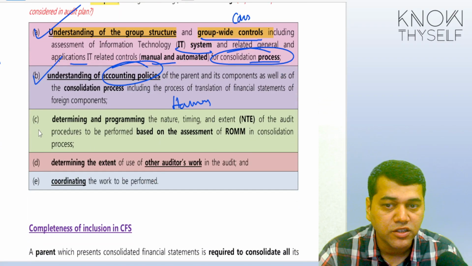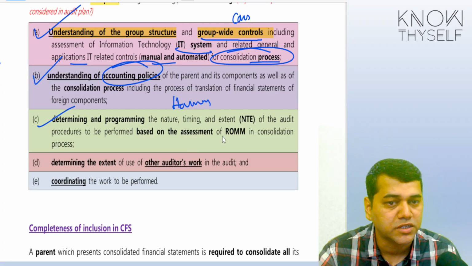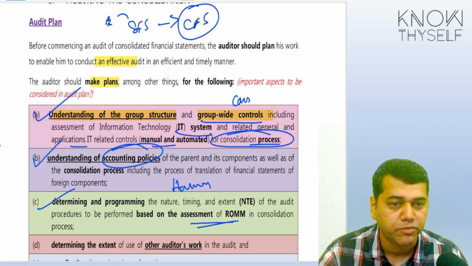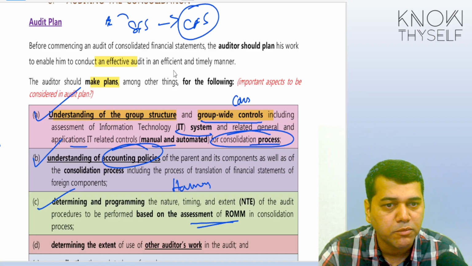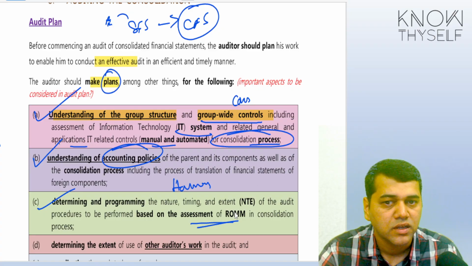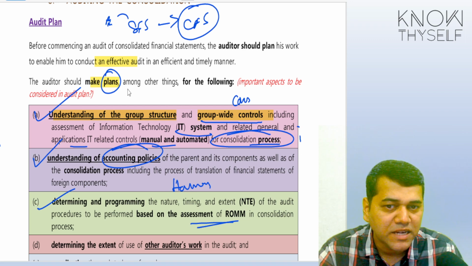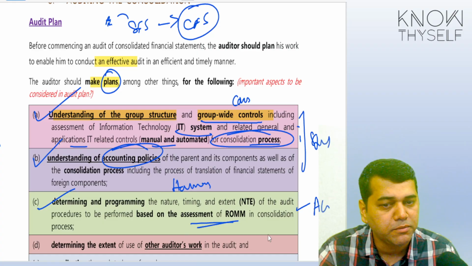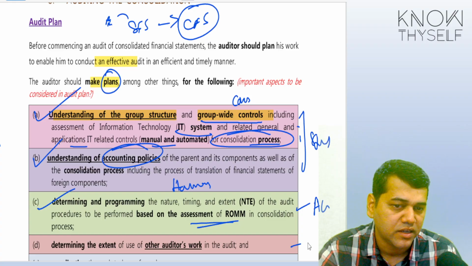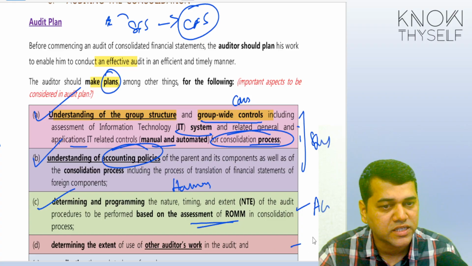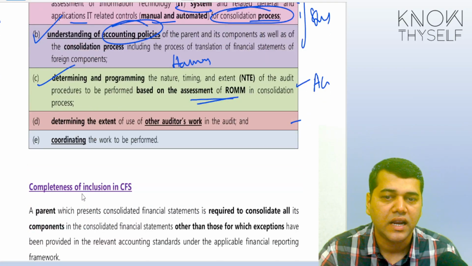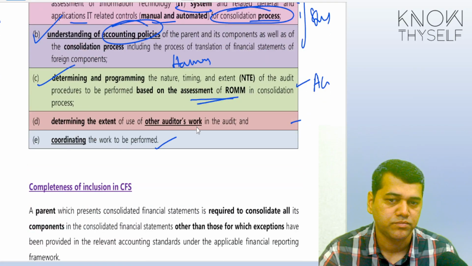Next, you decide your nature, timing, extent based on the assessment of the risk. Like how should you do the consolidation? What type of procedures you need to do? See, when we talk about the plan, this is what we discussed. So here strategy and plan is together. These are all part of your strategy. Nature, timing, extent is nothing but the plan, and determine the work of other auditors. Like to what extent other auditors are involved, whatever, you decide that and coordinate the work to be performed.